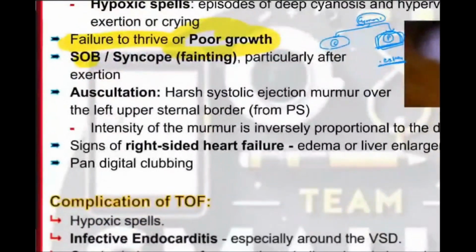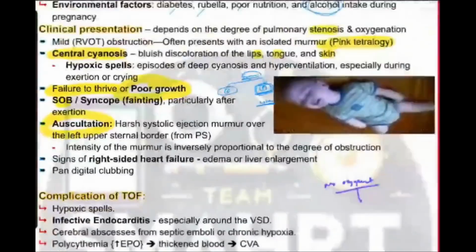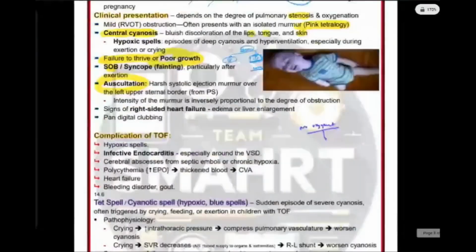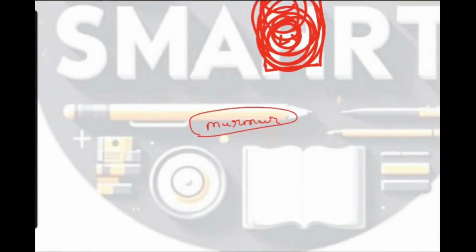In auscultation, what type of murmur will you find? A little bit about murmurs. I thought I would tell you about this in vascular disorders, but let's do it now. What is a murmur? The one which you hear with a stethoscope? Abnormal heart sound. Okay, very good.